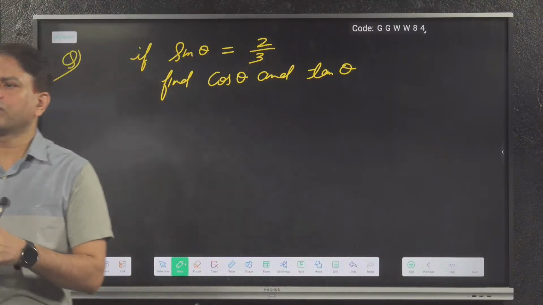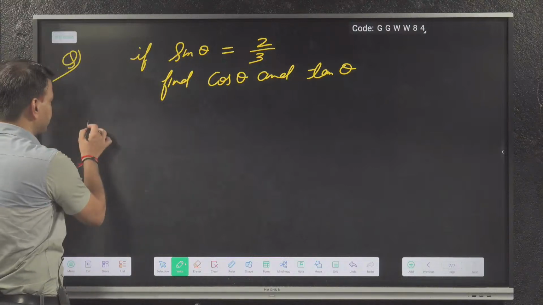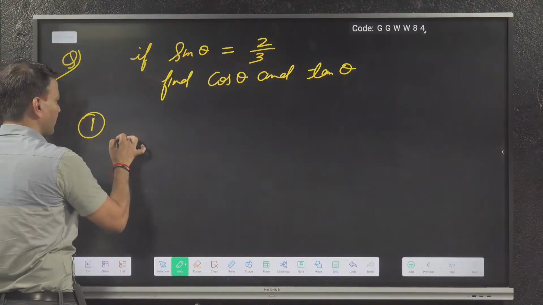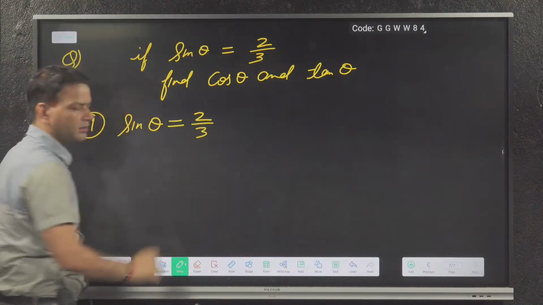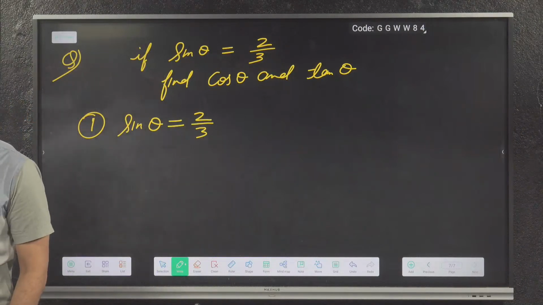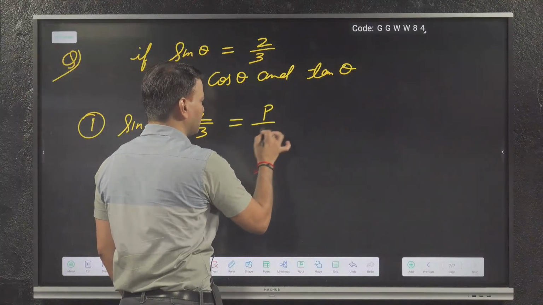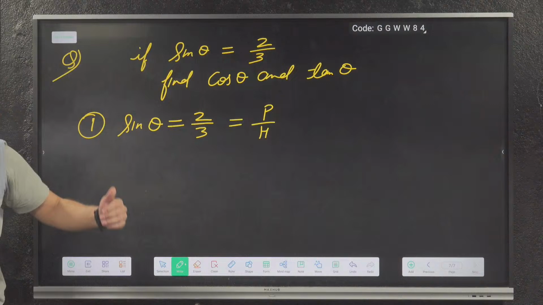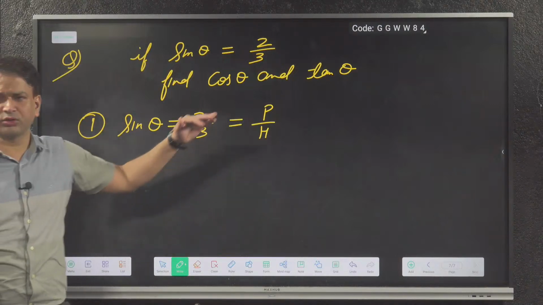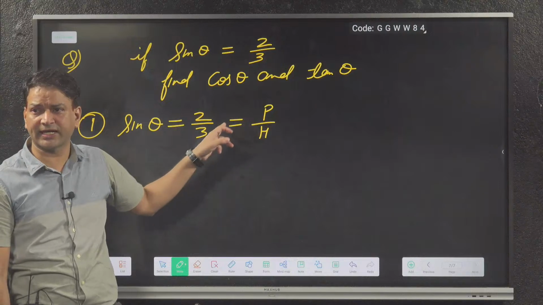So two ways are there. I will explain both. Sine theta I gave 2 by 3. Sine theta formula is perpendicular upon hypotenuse. I need the ratio, so directly I can take the perpendicular as 2 and the hypotenuse as 3.